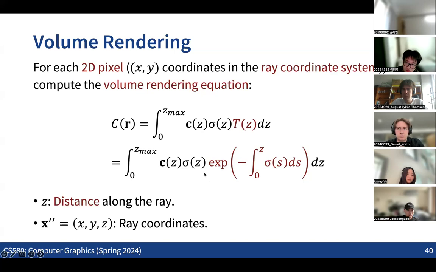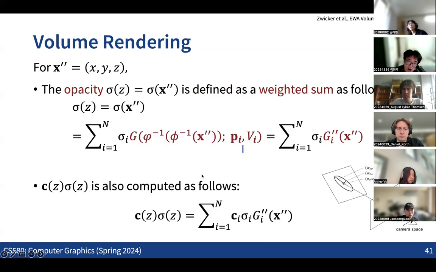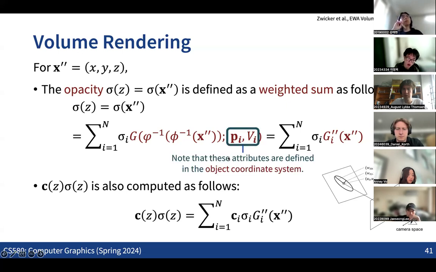Now the question might be how we calculate this color and opacity information with the given set of the volume splats. Given the set of the volume splats, we are going to define opacity as the weighted sum as follows. Since we now have the points defined in the ray coordinate system, we calculate the weight, which is defined with the Gaussian kernel like this, right? We first send the point defined in the ray coordinate system into the object coordinate system, then we can calculate the weight, which is the influence from each of the splats on any point in this 3D space. Then the opacity is calculated as the weighted sum over each of the volume splats. Is this clear?